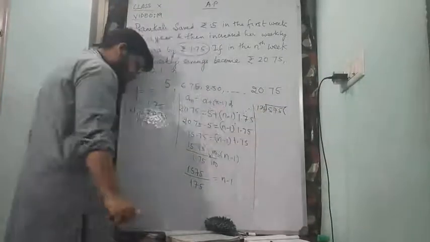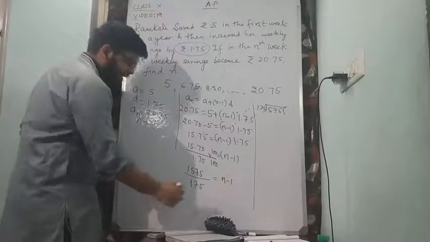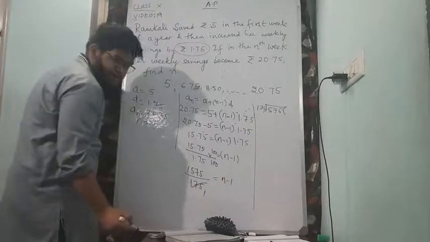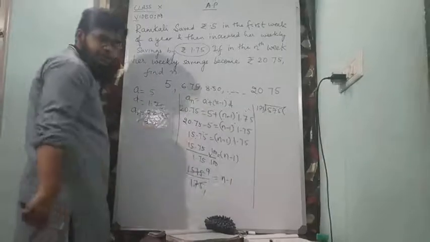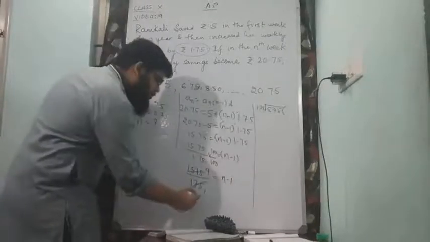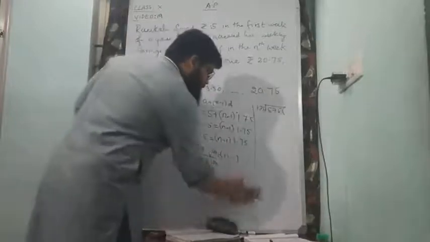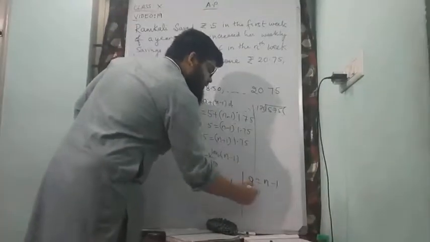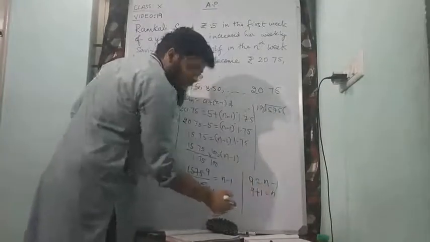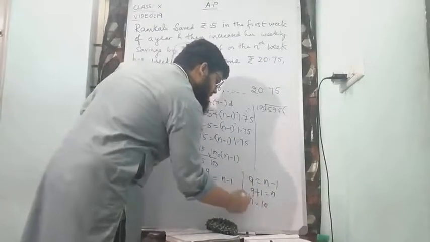And when you do the division, you will get 9. 175 ones are 175, 175 nines are 1575. Please do the division part. And so you have 9 is equal to n minus 1. I'll write the next step here. 9 plus 1, moving the 1 to the other side, so the value of n is 10.